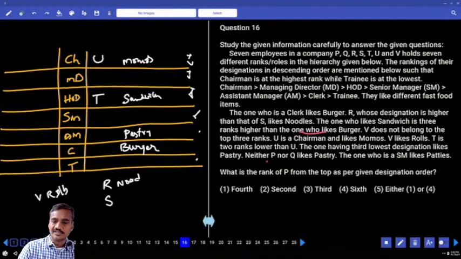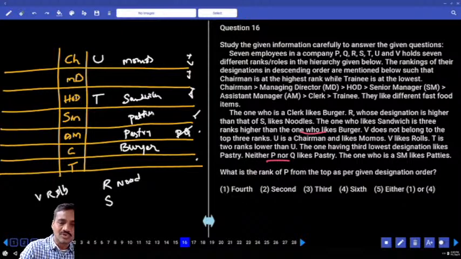And neither P nor Q like pastry. Now P and Q cannot be at this place. P and Q do not like pastry. The one who is a senior manager likes patties. Now this person likes patties, then W who likes rolls cannot be in the first three, cannot be in the next three as well, and so W must be the trainee and this person likes rolls.